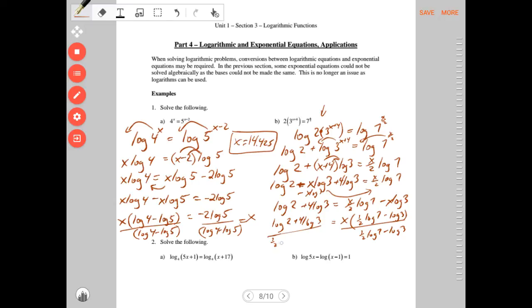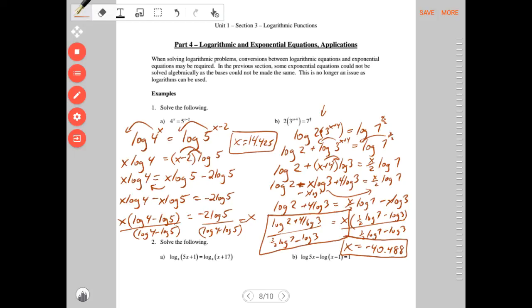1/2 log 7 minus log 3. Okay, so that's what equals x. So that is the exact answer. Okay, if we want to the nearest, let's go thousandth again. So we type that into our calculator, and we end up with negative 40.488. So that is the value of x.